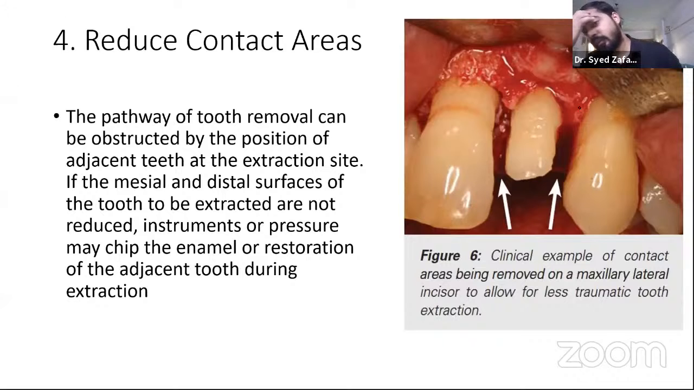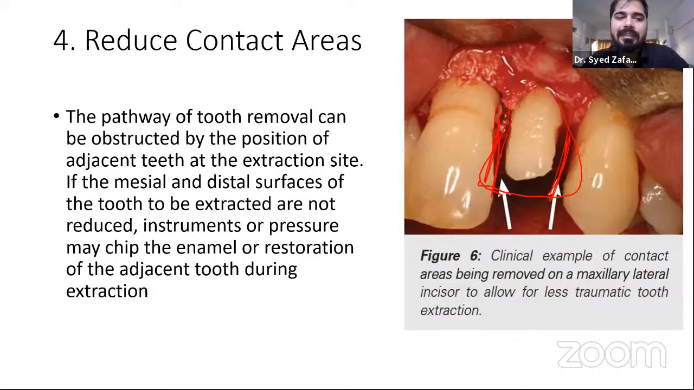And the last point, most importantly, if there is a tooth which has a contact point, like this tooth has a contact point, reduce the contact point. Because if you are removing the tooth, it can hinder the adjacent tooth. It can also mobilize the adjacent tooth. Even if you place the elevator or forceps, the forces will not be given equally to this tooth because there is a contact point. So you have to remove the pathway of any obstruction that is preventing the tooth from being removed.